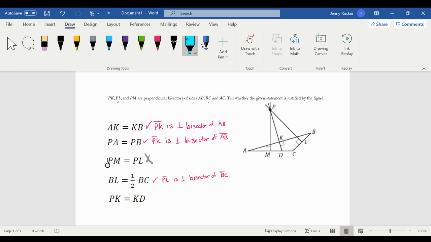Let's take a look at our last statement. PK is equal to KD. So PK was a perpendicular bisector, and KD is the segment down here. It is not justifiable that those two segments are congruent.